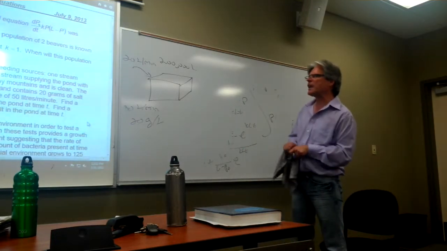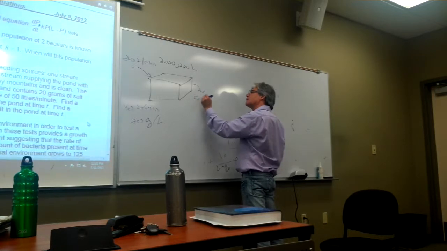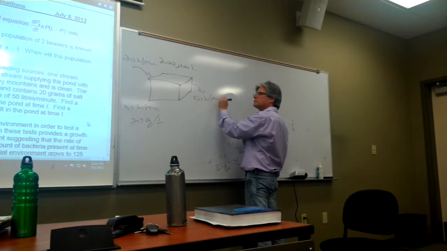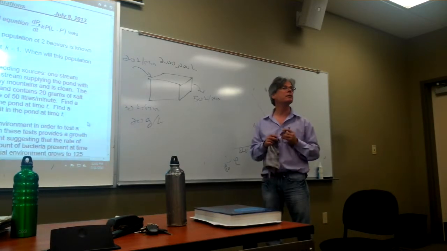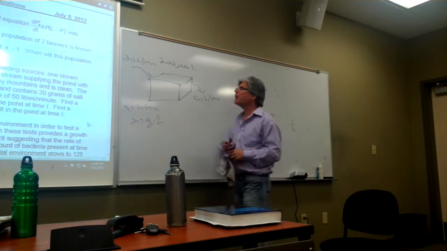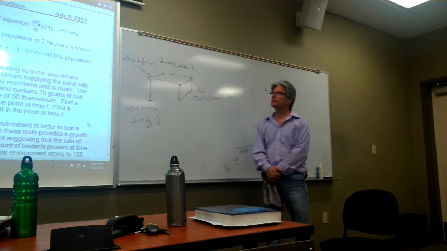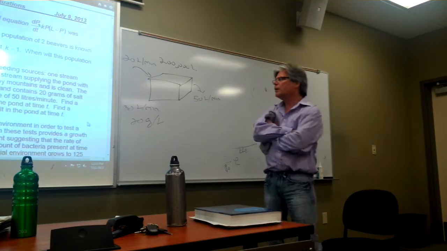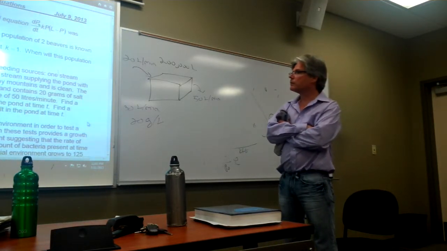Another stream drains the pond at a rate of 50 liters per minute. So I'm leaving at a rate of 50 liters per minute. Over time, what's going to happen with the level of water in the pond? I think it's going to stay the same. I agree with you. Because the two flows coming in are the same as the rate going out.